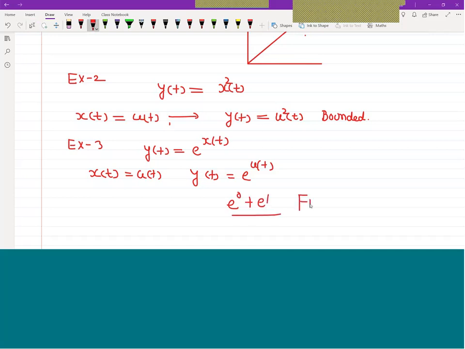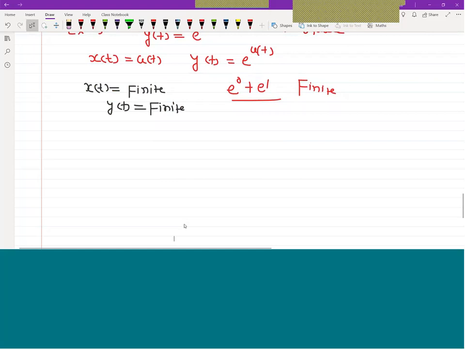And this is a finite number. So this system is producing bounded output. That's why it is stable. Or what you can say: when x of t is finite, the output is also finite, then the system is said to be a stable system. Let's look ahead.